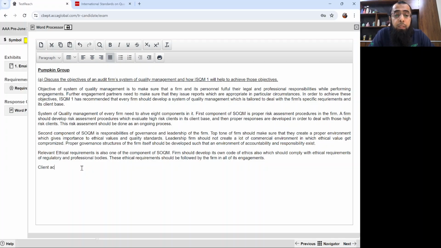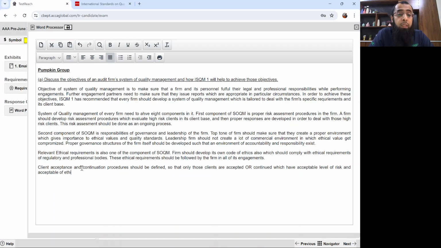Then client acceptance and continuation procedures should be defined. Client acceptance is for a new client, and continuation procedure means that if we are renewing that client for next year's audit, those procedures should also exist, so that only those clients are accepted or continued which have an acceptable level of risk and acceptable level of ethical values. If in any client significant ethical issues exist, then those clients should not be accepted.